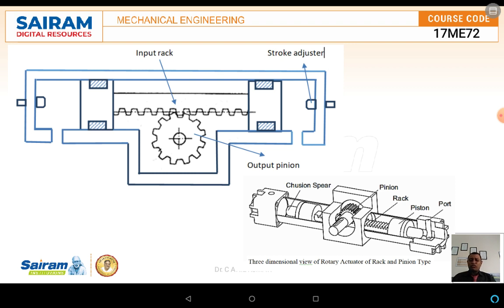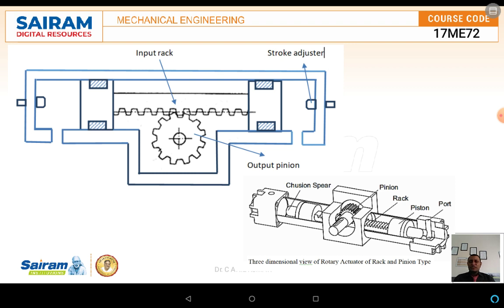as there are two ports. One is the inlet port, the other is the outlet port. Because of the air acting into the ports, the movement of the piston takes place, either from left to right or right to left. In the schematic diagram you can see a stroke adjustment screw, by which the movement of the piston can also be adjusted.